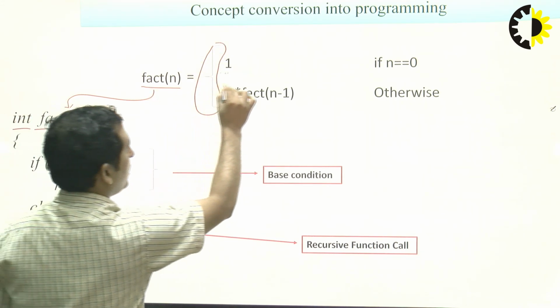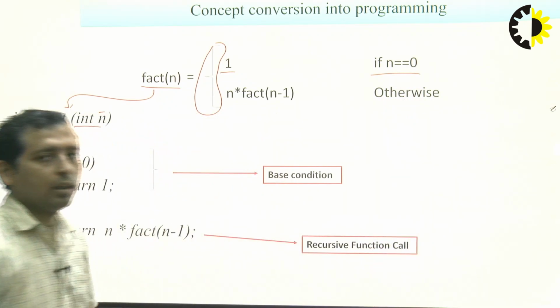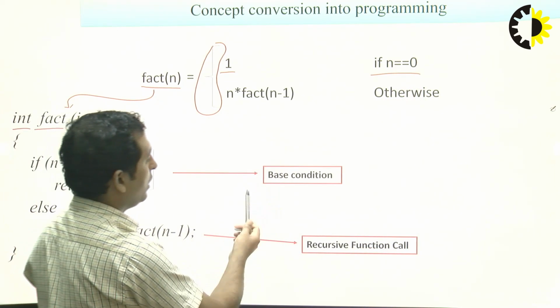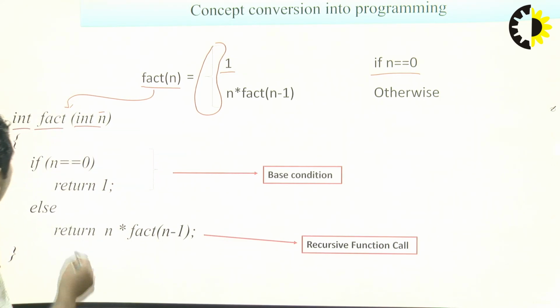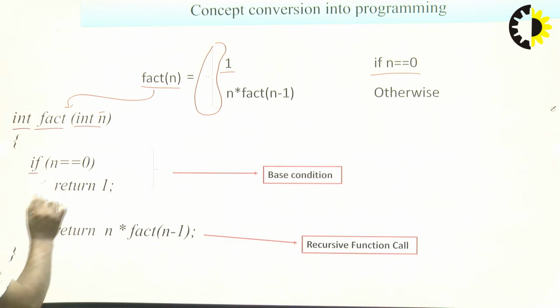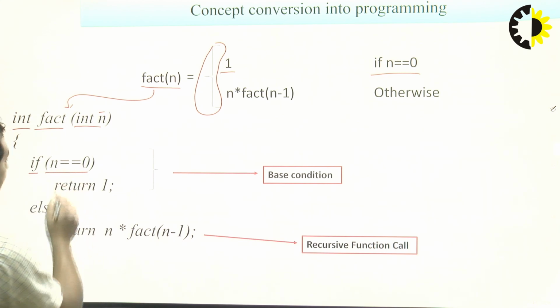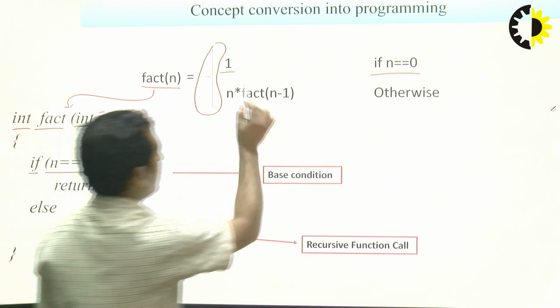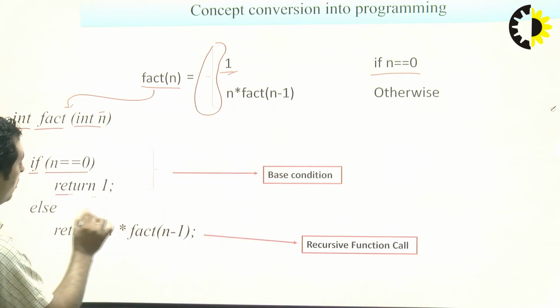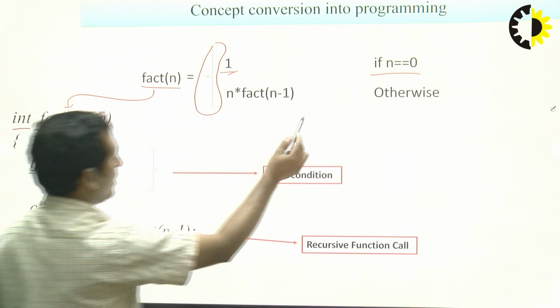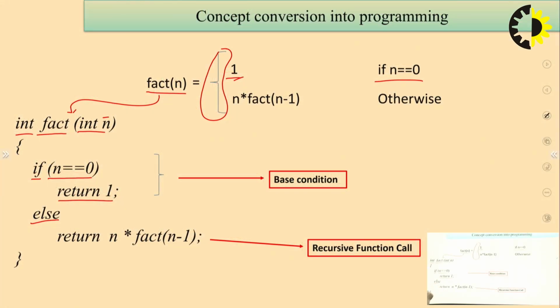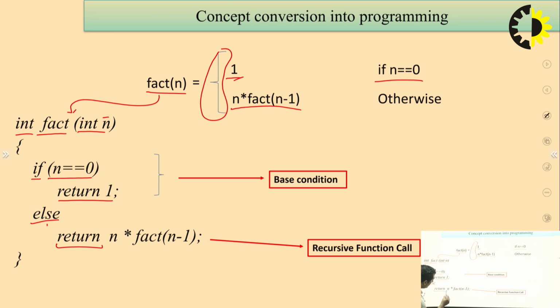What to do in the function body? First check the base condition: is n equal to 0 or not? In C syntax, write if n == 0, using double equals for comparison, and a single equals for assignment. Now, what to return? Return the value 1. Otherwise, in the else part, return n into factorial of n minus 1.